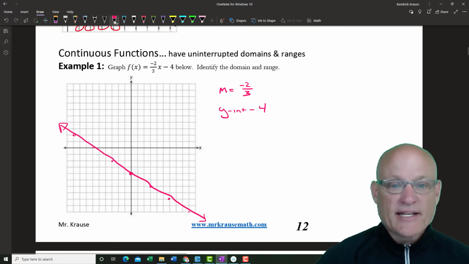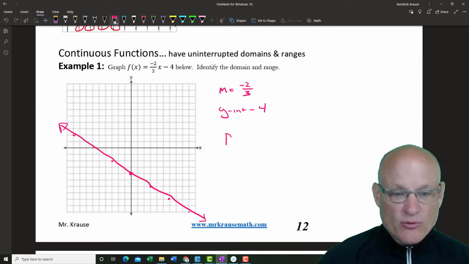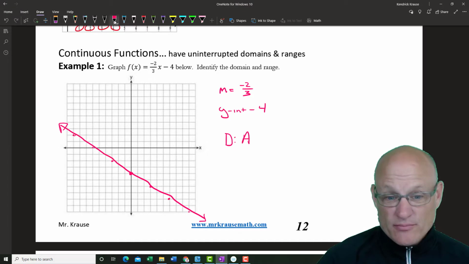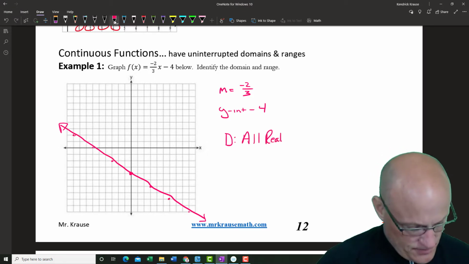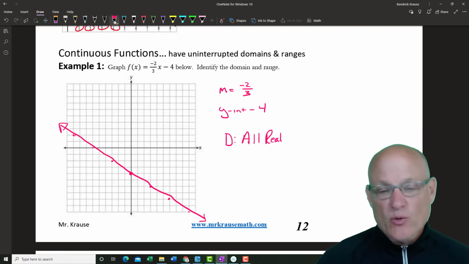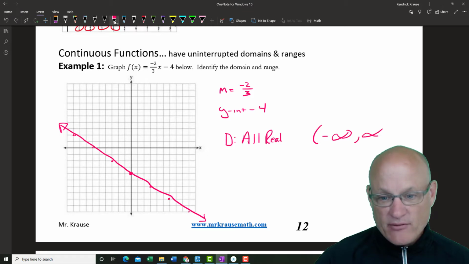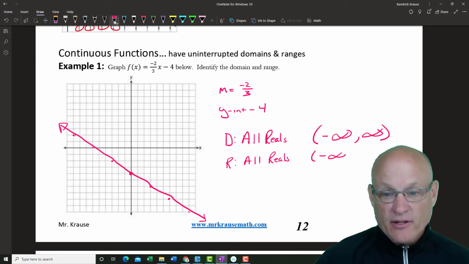Anyway, there it is. Identify the domain and the range. So, domain is the set of all reals. The way we're going to show that here, and I'm going to talk about it in a couple of minutes, is from negative infinity to positive infinity. I know you've seen this before. And the range is also all reals. And I would say from negative infinity to positive infinity. You can say it either way.